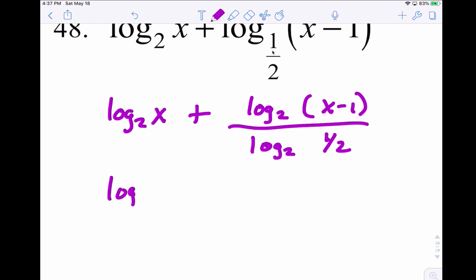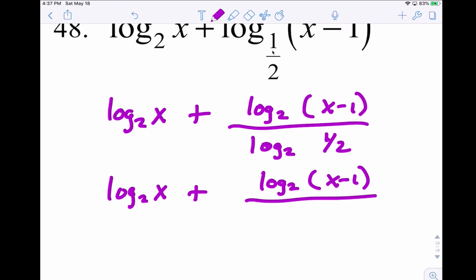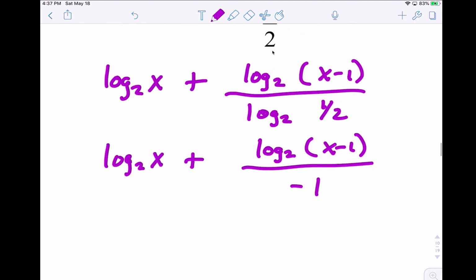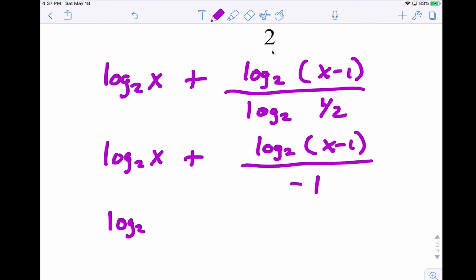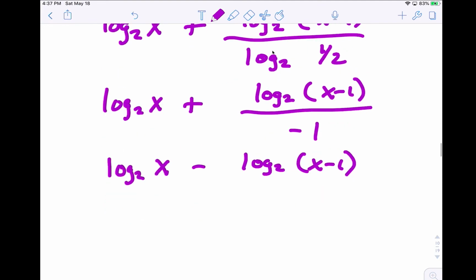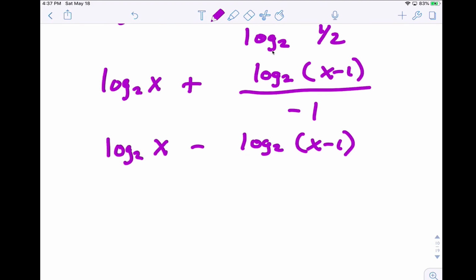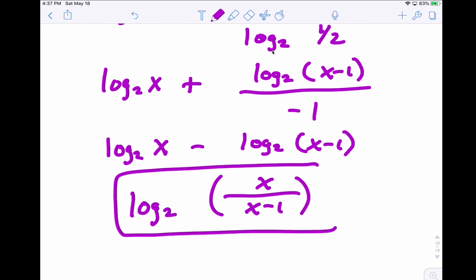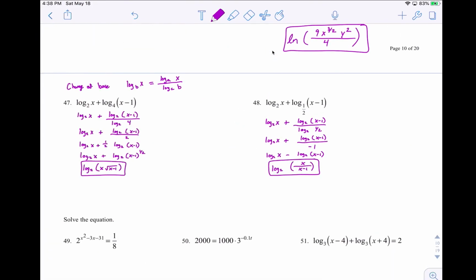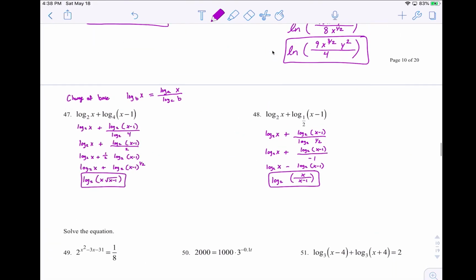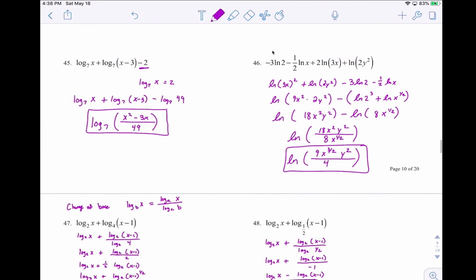Okay, so I got log base 2 of x plus log base 2 of (x minus 1) over, now 2 to what power gives me 1/2? That's -1, which then makes this log base 2 of x minus log base 2 of (x minus 1). Now they're subtracting, so I put them together with division. So log base 2 of x over (x minus 1). Alright, so that is your change of base formula.